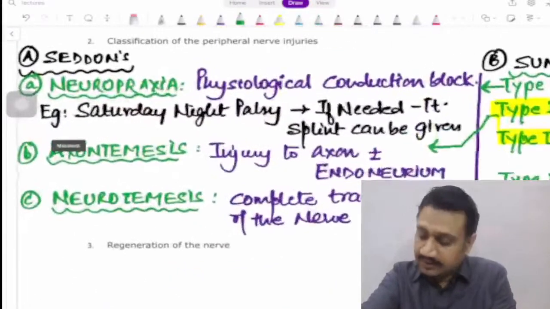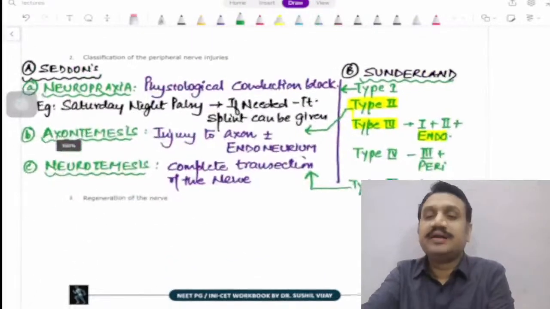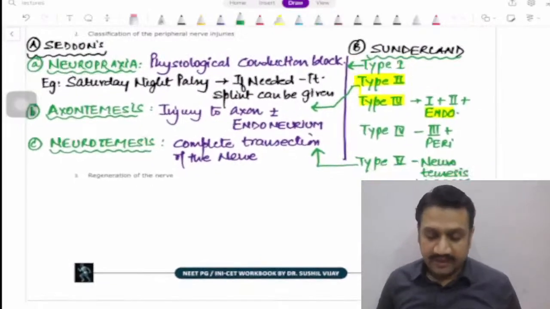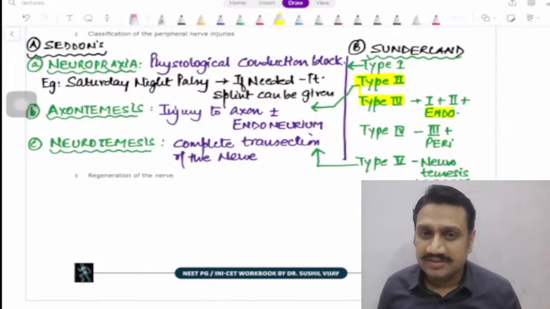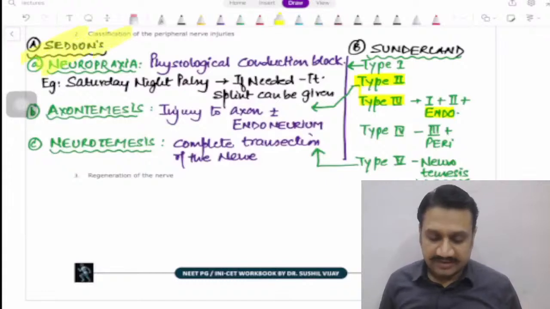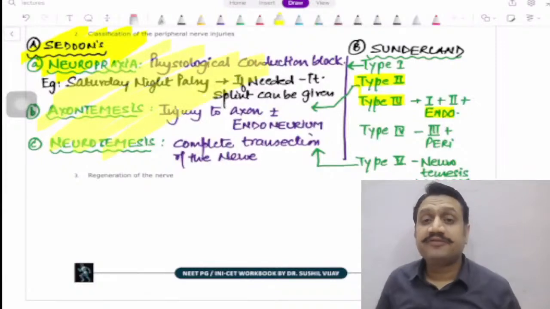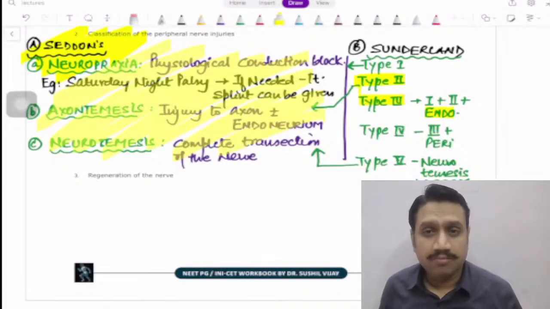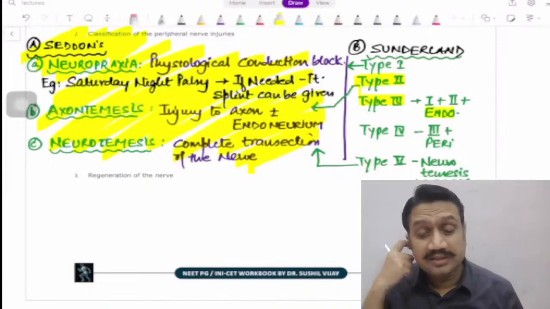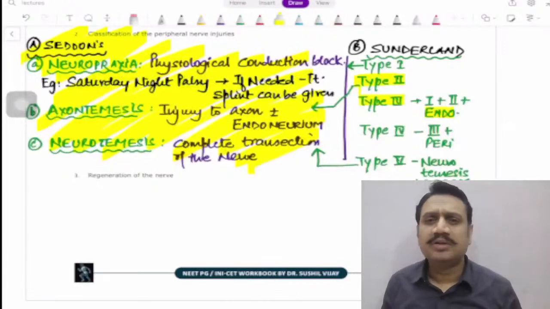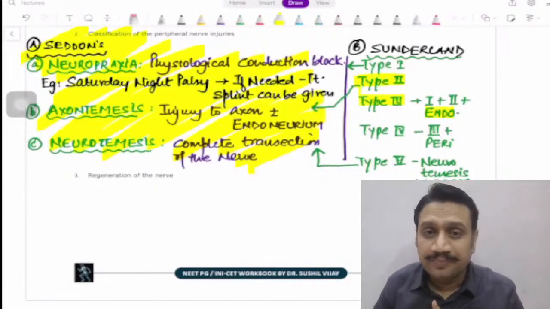In Seddon's classification, what do we have? Neuropraxia, axonotmesis, and neurotmesis. Neuropraxia is a physiological conduction block. What is that? Normal Saturday night palsies, which recover on their own.